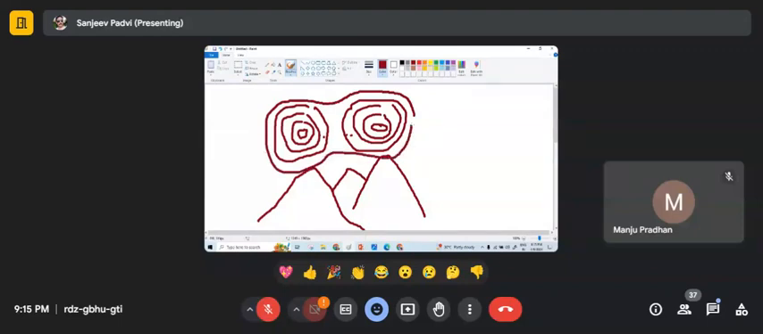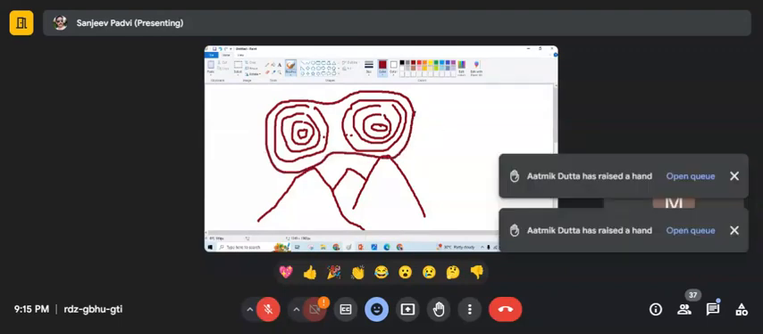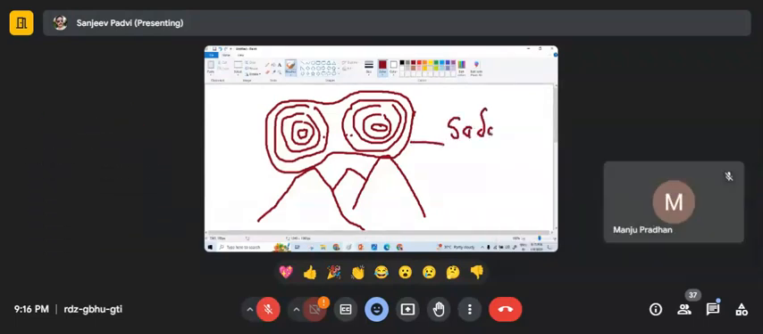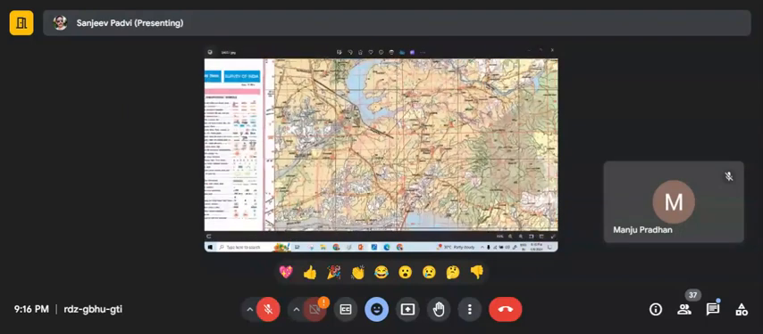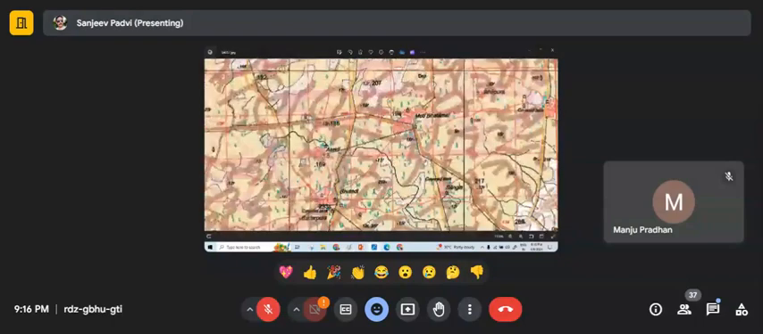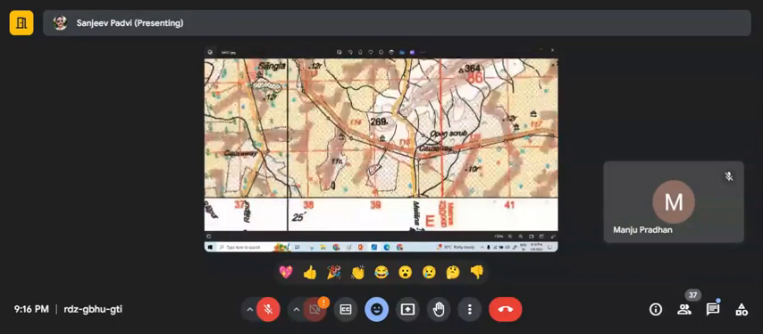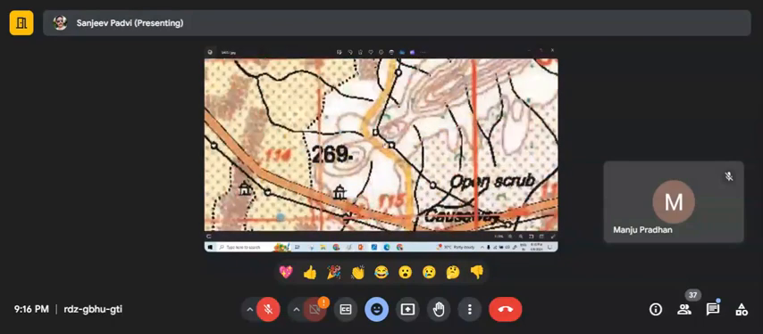How many of you understood? Understood, sir. This structure is called a saddle. What do we call it? Saddle. I am going to show you now a saddle. See everyone carefully. How many people found here the lines close to each other? Yes, sir.